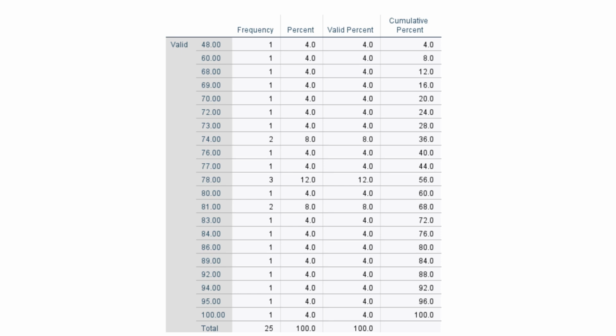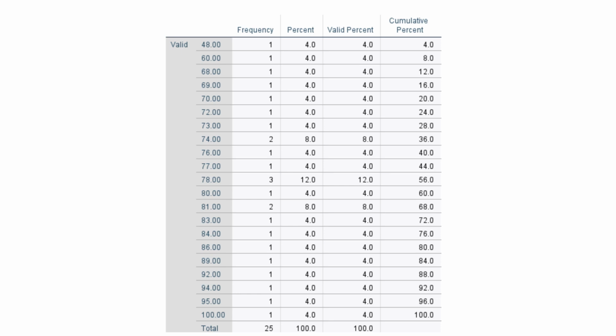And as you move rightward from the left-hand column, you can see first the frequency. This is the total number of cases that correspond to each score. So you can see that one person got a score of 48, one person got a score of 60, but 2 people got a score of 74, and 3 people got a score of 78. So 3 out of 25 got a score of 78. The next 2 columns over, percent and valid percent, are identical.